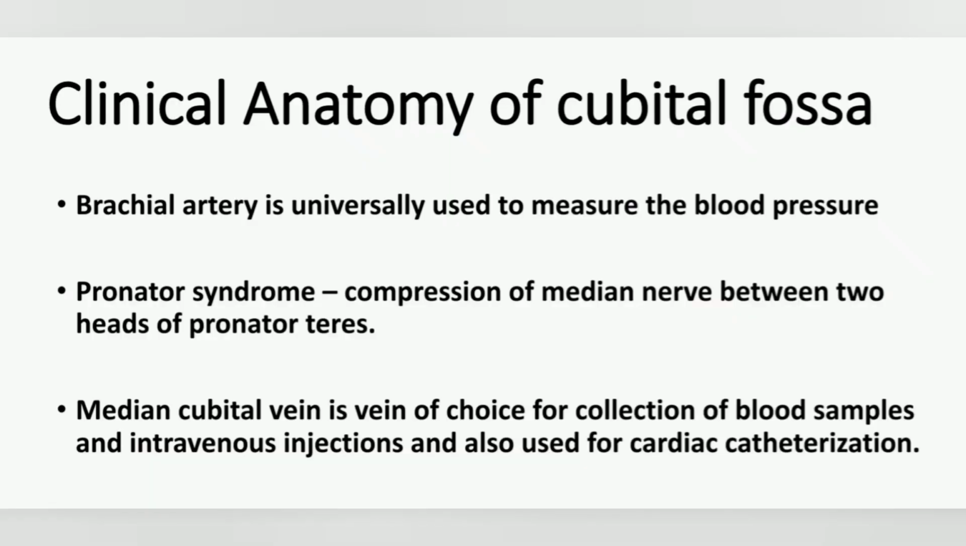Clinical anatomy of the cubital fossa. Brachial artery is one of the contents of the cubital fossa which is used for measurement of the blood pressure. Pronator syndrome means compression of median nerve between two heads of pronator teres muscle. Median cubital vein is vein of choice for collection of blood samples and intravenous injection. It is also used for cardiac catheterization.